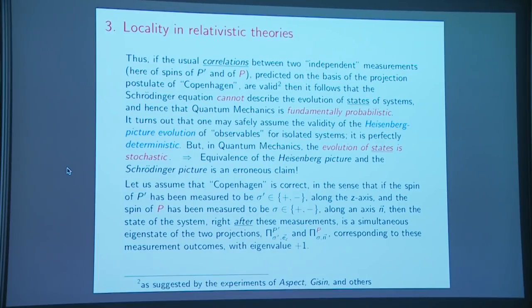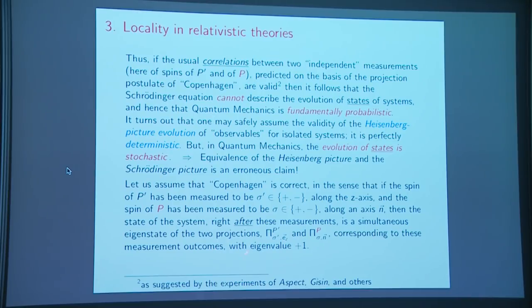Now we have to briefly address the problem of locality of quantum theories. So let us assume that the Copenhagen heuristics is correct in the sense that if the spin of particle P prime has been measured to be sigma prime, which is up or down along the z-axis, and the spin of P has been measured to be sigma, which is also up or down, but along an axis n, then the state of the system right after these two measurements is a simultaneous eigenstate of the two projections, pi P prime sigma prime e z.